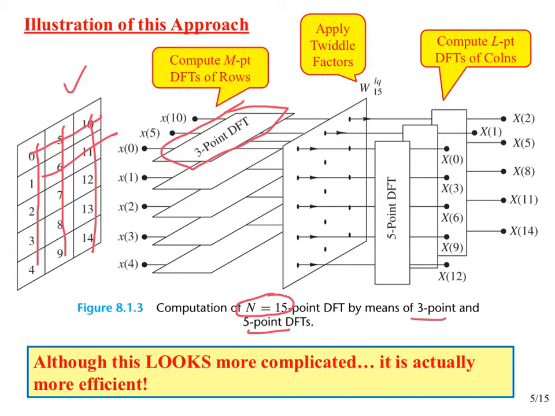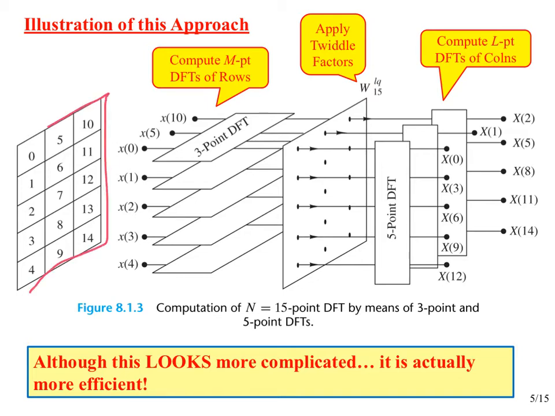That DFT will take x0, x5, and x10 as inputs. The next one down would take x1, x6, x11 as inputs. And so on, and so on. And so we'll now get an array that's the same shape as this. So it's 3 across, 5 down, and we apply this array of twiddle factors to that. And so we literally just count that way.